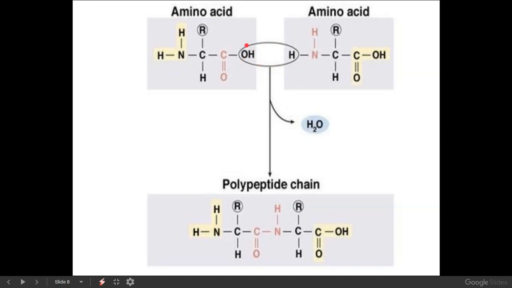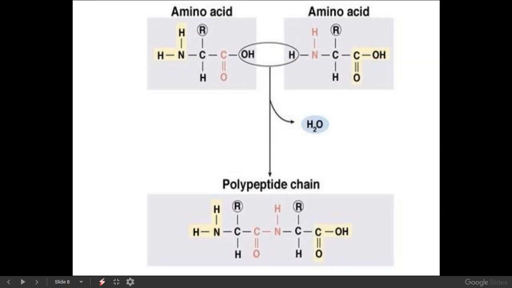This is where the oxygen and hydrogen of one amino acid bind with the hydrogen of the other amino acid, the amine group over here, and that forms water, which is released into the cell, and that forms our peptide bond and forms our amino acid chain, our polypeptide chain, which would be along here.